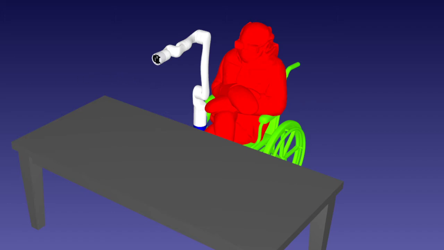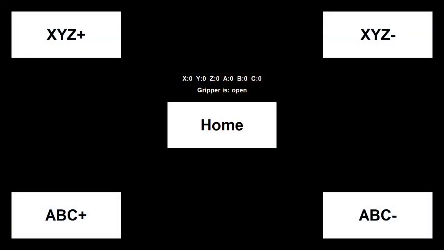Then we also have a BCI which is made in Python, and it looks like this. It consists of 5 boxes, which in real life are going to be blinking at different frequencies. And also we have a position feedback on the screen here, and a gripper state, which is written here. So this BCI consists of 4 different sub-menus and 1 home button in this case. So we have the XYZ plus, XYZ minus, ABC plus and minus down here below also. And these sub-menus consist of multiple buttons.